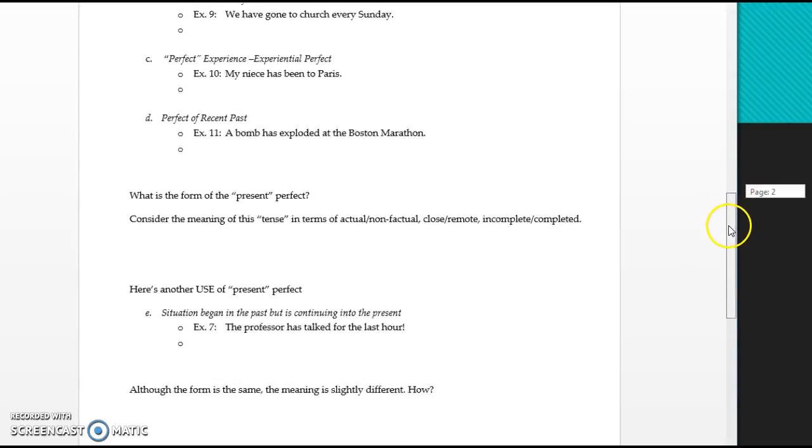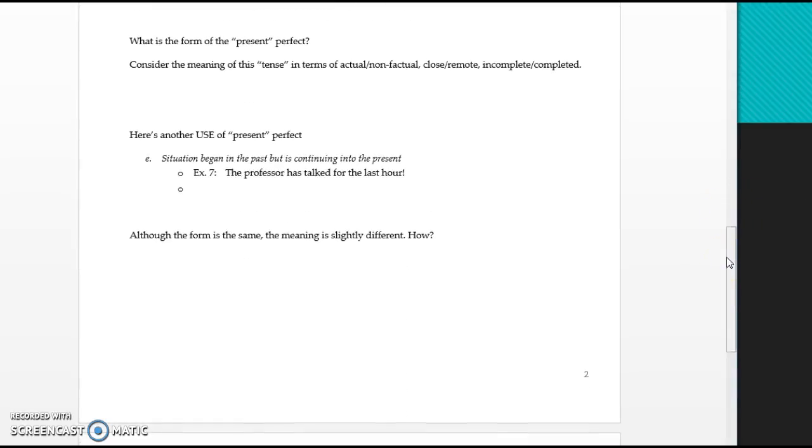Now we have another use of present perfect. This is for a situation that began in the past, but it's continuing into the present. The professor has talked for the last hour. Again, write your own example. So although the form is the same, we have the present tense form of the auxiliary, has, and we have the perfect aspect. It's a little bit different. So think about that.